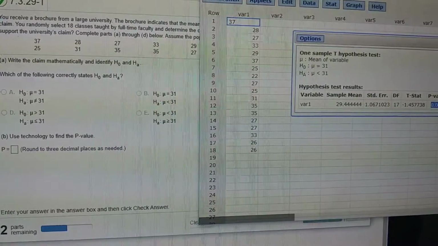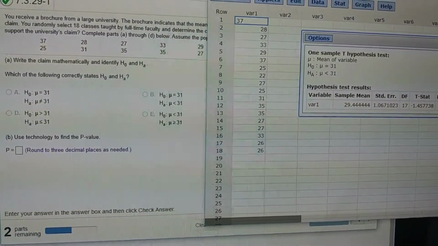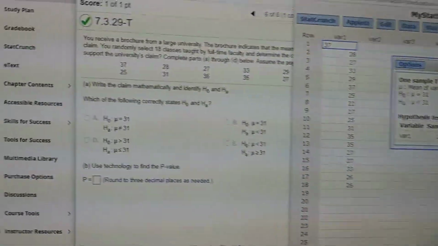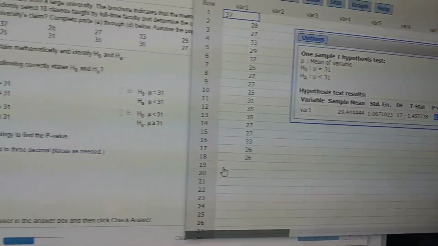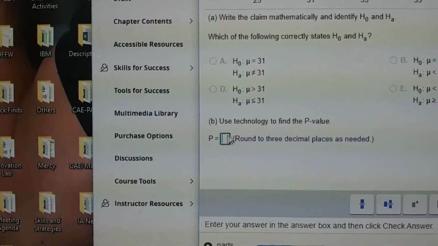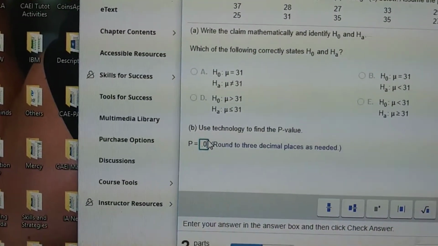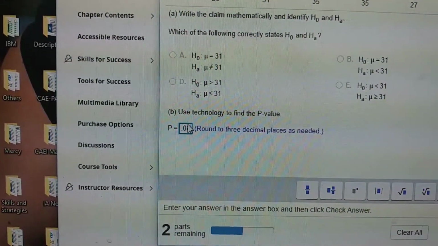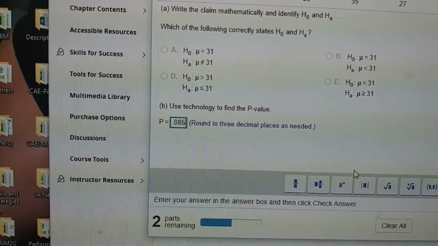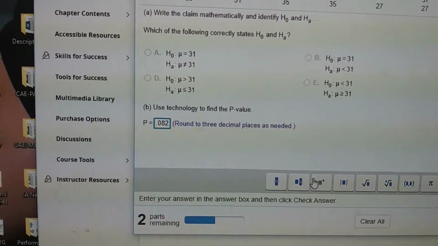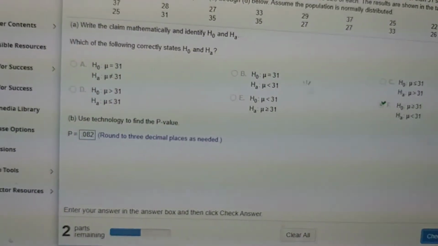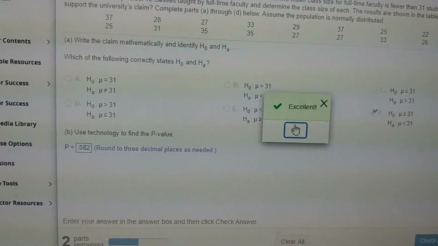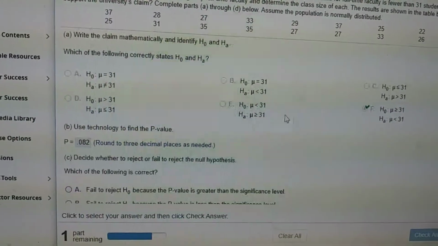By clicking compute, we have our test statistic t, and we also have our p-value, what we're looking for. Our p-value is 0.0816. To 3 decimal places it is 0.082. So that's what we're going to populate here, 0.082. All right. So we're going to check our answer. We're doing good. We're on a roll, 2 and 2.